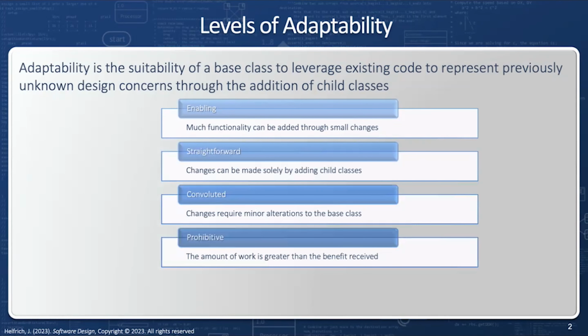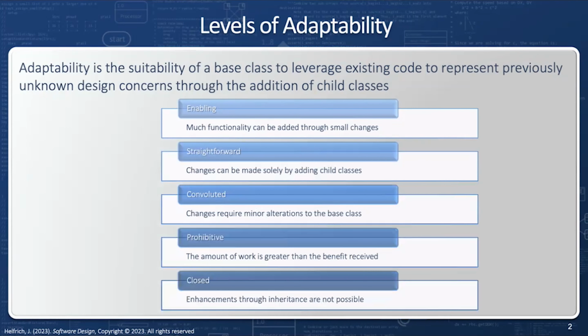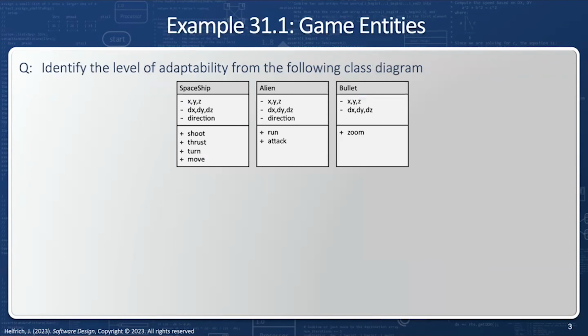Below that is prohibitive. The amount of work is greater than the benefit received. In other words, I have to do a large amount of refactoring before I can even begin adding the new functionality, and that's bad. Closed is enhancement through inheritance is not possible. In other words, no provisions have been made for adding or changing functionality, and I have to pretty much start from scratch. All right, let's take a look at some examples.